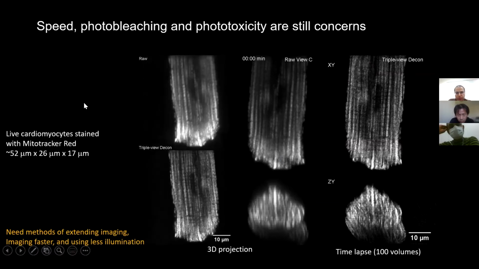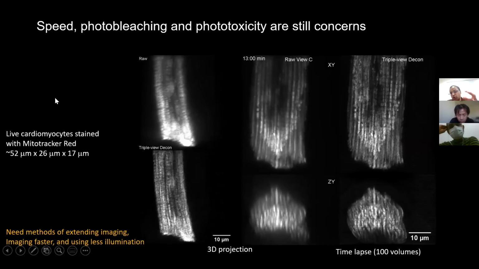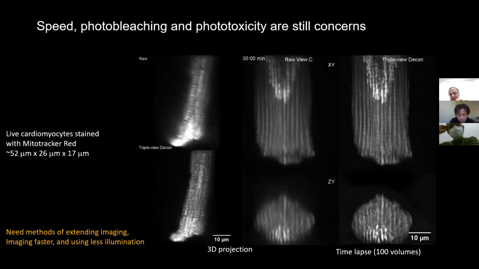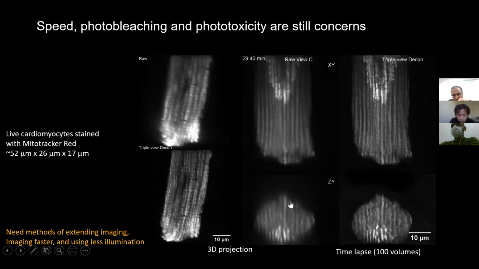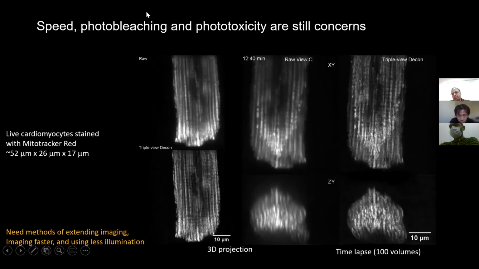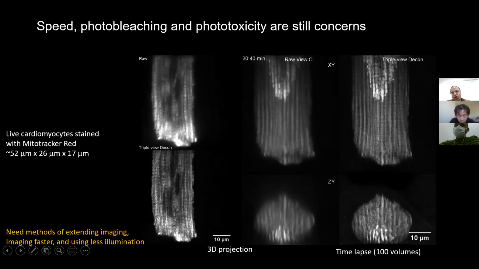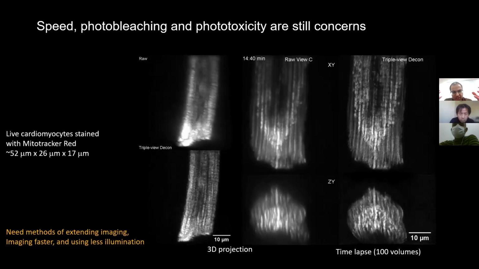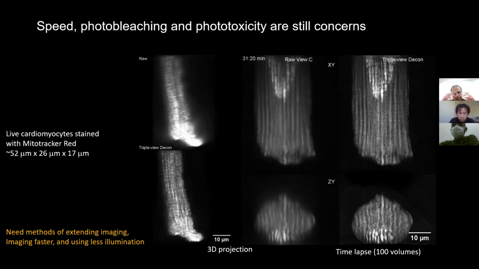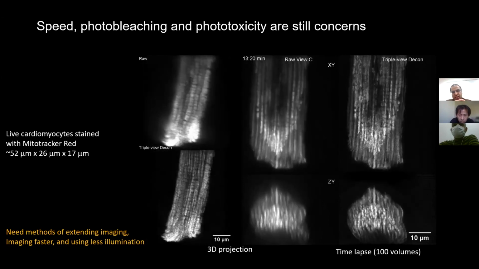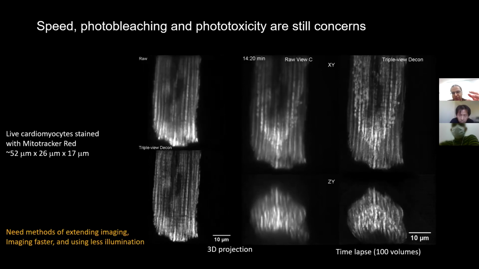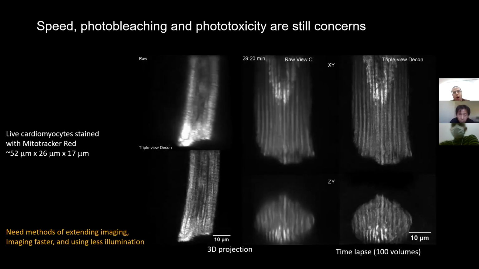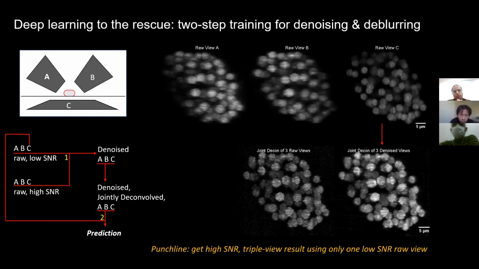But if we image this over time, not only is there some motion blur because of the need to fuse these three views as the sample beats, you can also see that there's this pronounced bleaching of the sample, right? And that's because we're bathing the sample with light all the way through the volume. So we need methods of extending imaging duration, imaging faster, and using less illumination. And this is where I think deep learning can really help. So we can use these methods I told you about before to kind of compensate for these failures in the microscope. So how did we do that?